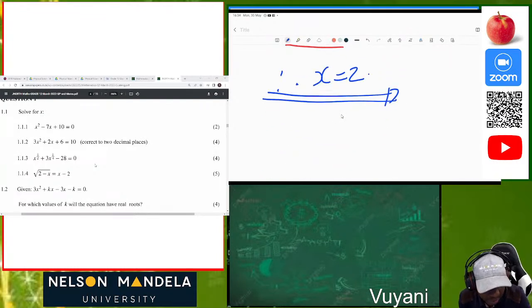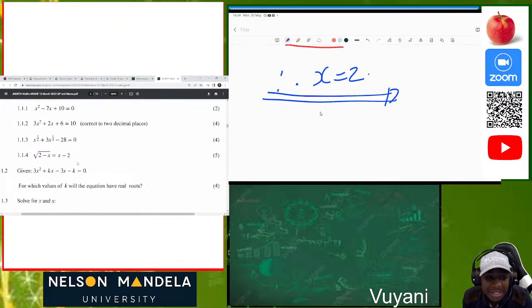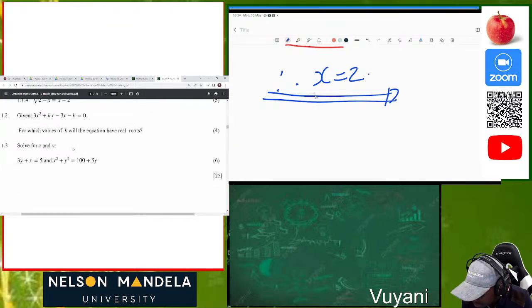So that's the question which we have. Now let's move forward together. Let's move forward. Now we are dealing with question number 1.2. We're almost there. So doing 1.2. We are given 3x squared plus kx minus 3x minus k is equal to 0. For which values of k will the equation have real roots?